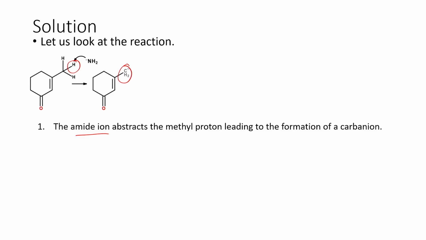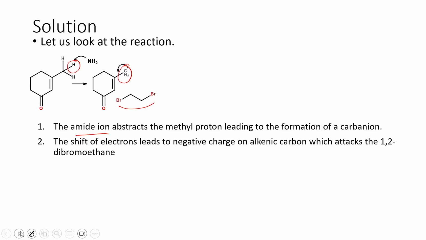So once the anion is formed, what is going to be the next step? The next step is reaction with the 1,2-dibromoethane. When the 1,2-dibromoethane is added, the shift of the double bond and the negative charge happens, and this alkenic carbon attacks this particular 1,2-dibromoethane with the concomitant loss of the bromide anion. So this is nothing but the SN2 attack of this particular negative charge.